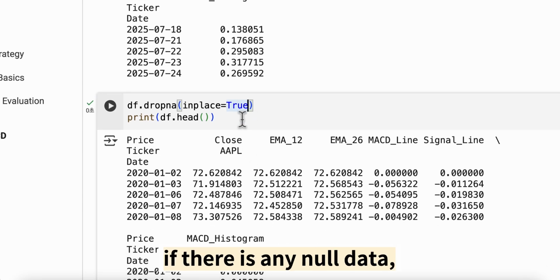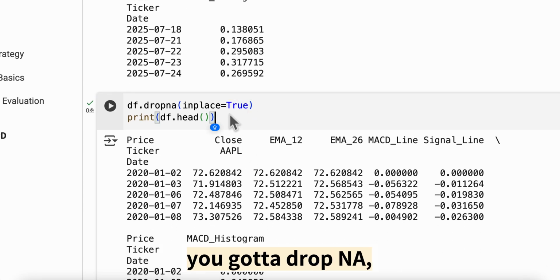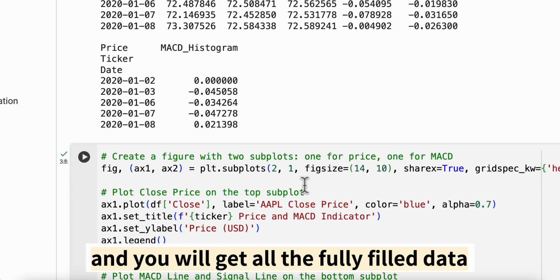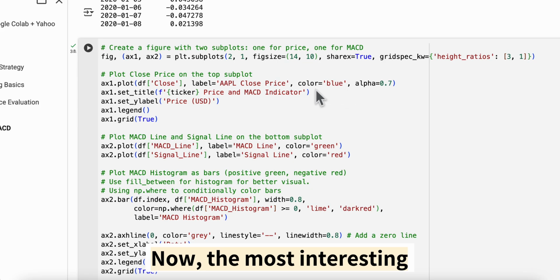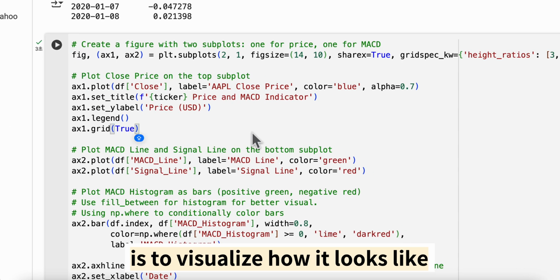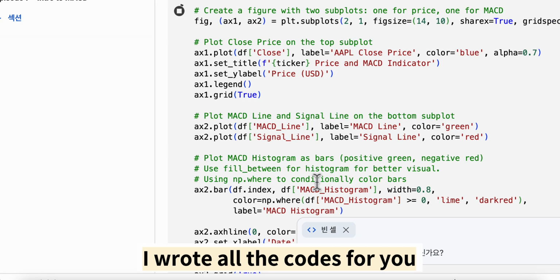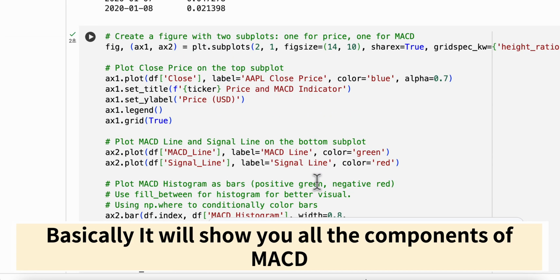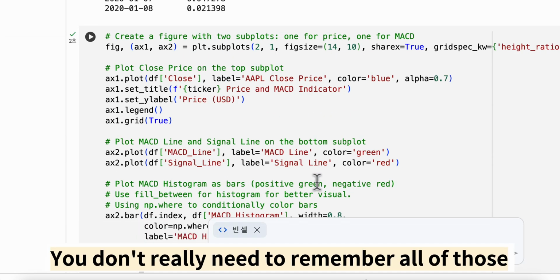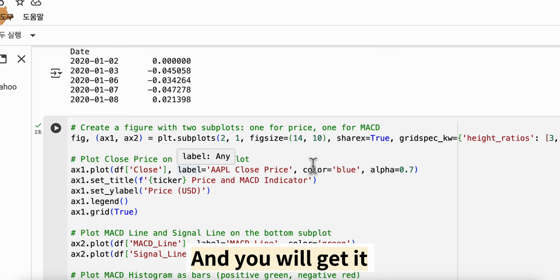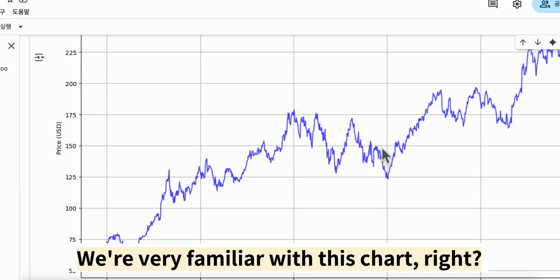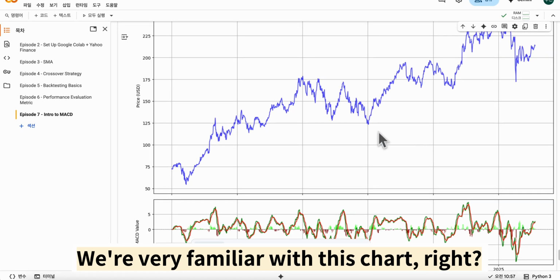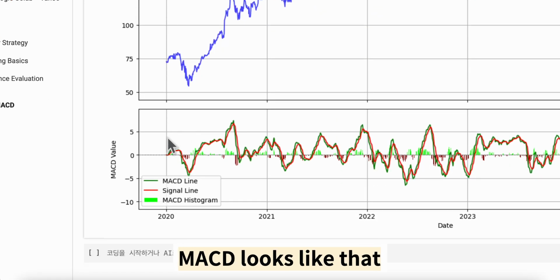If there is any null data, you've got to drop NA and you will get all the fully filled data. Now, the most interesting part is to visualize how it looks. I wrote all the code for you. Basically, it will show you all the components of MACD. You don't really need to remember all of those. Just copy and paste my code and you will get it. You will get this. Okay, so the blue line is the close price. We're very familiar with this chart, right? This is Apple. And here comes MACD.